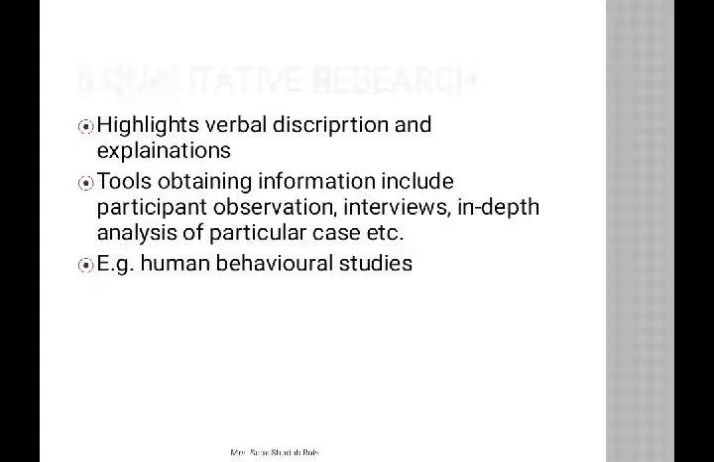So how could the question be asked? Which research highlights verbal description and explanation? Qualitative research. Usually this type of research is done for finding quality improvement. For example, you want to improve the nutritional value quality of any product, so such qualitative research is done.